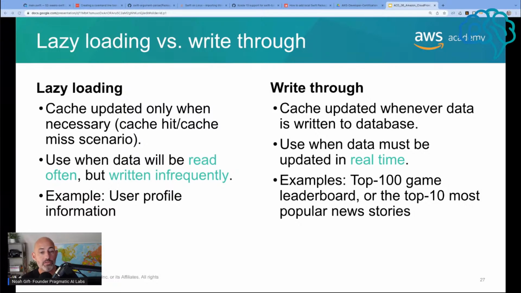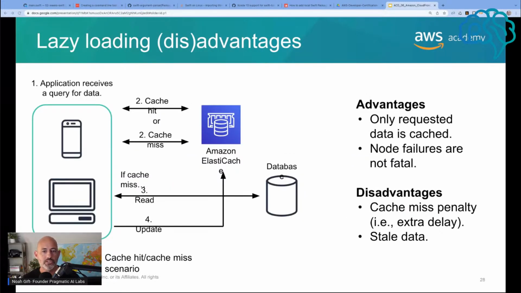Now for the write-through strategy, this would be adding or updating data in the cache whenever the data is written to the database. So a write-through is caching when you have data that's got to be updated in real time. A good example would be a top 10 game leaderboard or the most popular news stories, right? So it writes to the primary source of truth, which is the database, and simultaneously writes that to the cache directly.